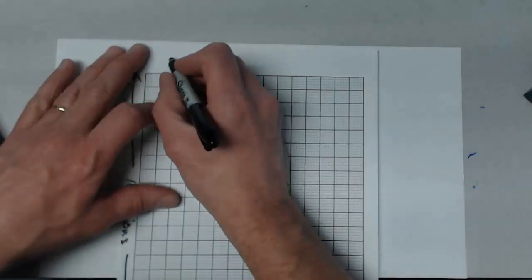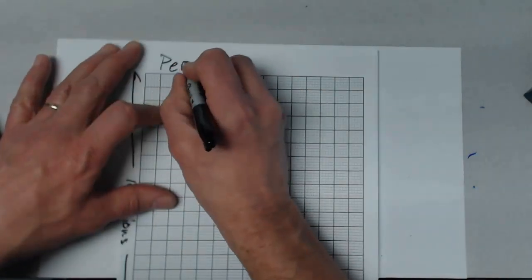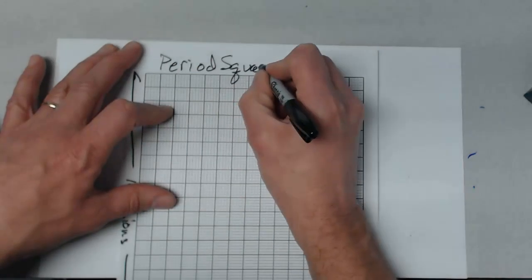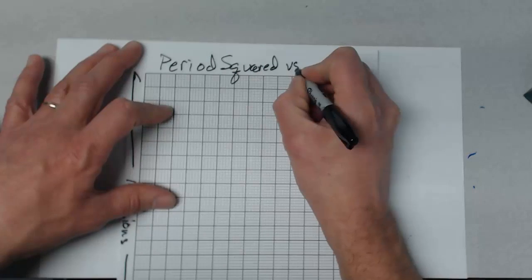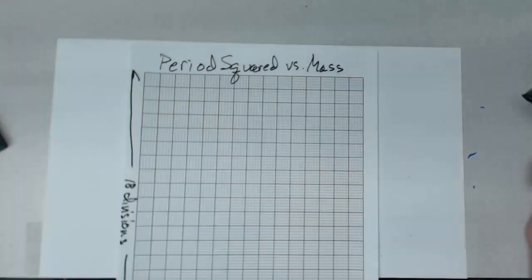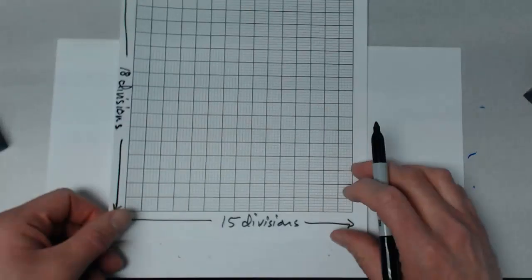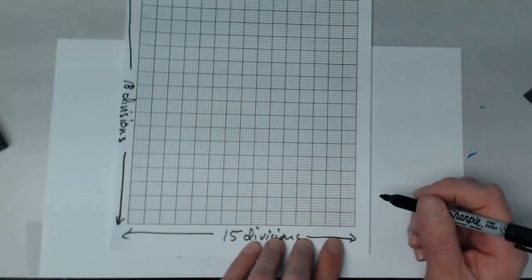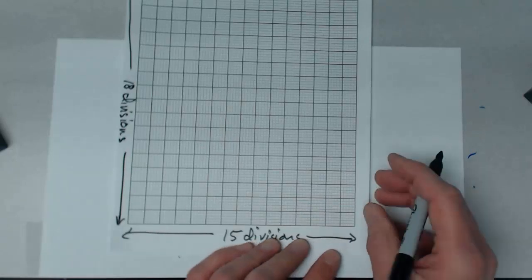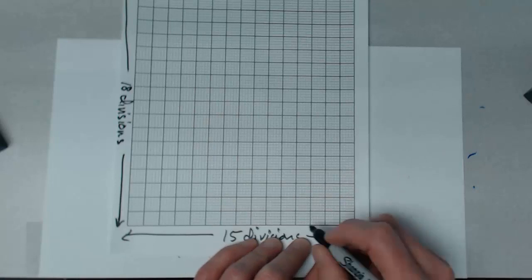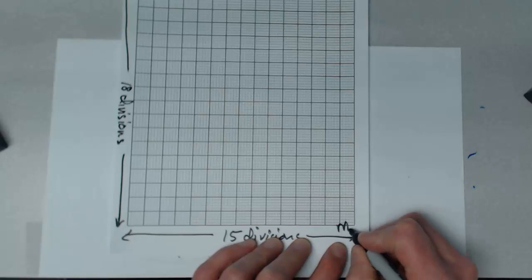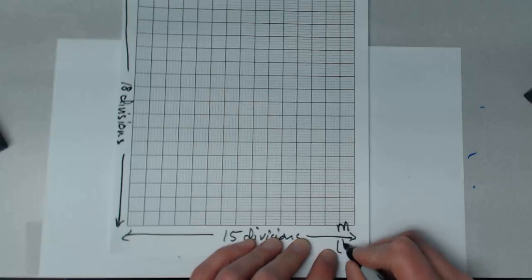Well, we're graphing period squared versus mass. That's a nice descriptive title for this. So that's step one. Something else we have to have is each axis has to be labeled with what it represents and the units of measurement. Well, this horizontal axis along the bottom is the mass, and the units are kilograms.